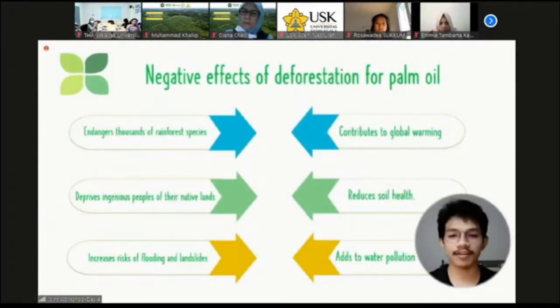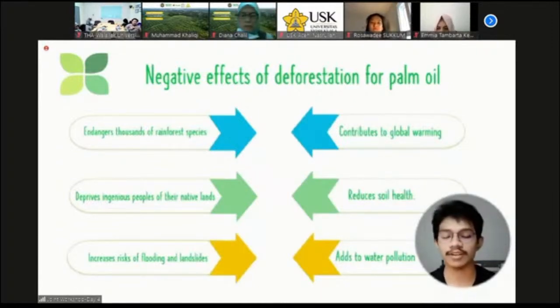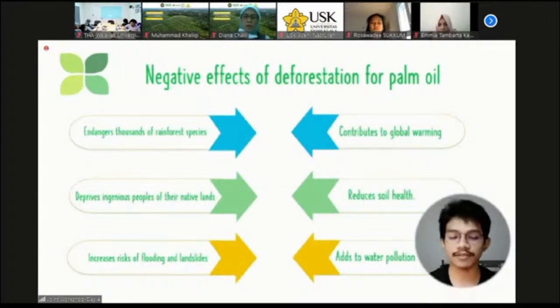Speaking of the negative effects of deforestation for palm oil, first, it endangers thousands of rainforest species by destroying their natural habitats for the sake of plantations, which drastically impacts biodiversity. Indeed, Indonesian forests house 10% of the world's unique fauna species, as of the 2014 report of the Ministry of Environment and Forestry in Indonesia. Second, it deprives indigenous people of their native lands. In Southeast Asia, they lived there for centuries but lost their land rights and were displaced.